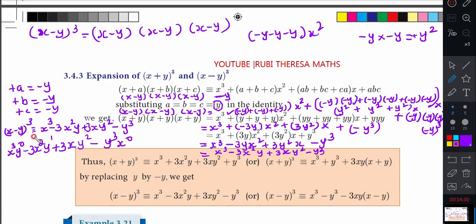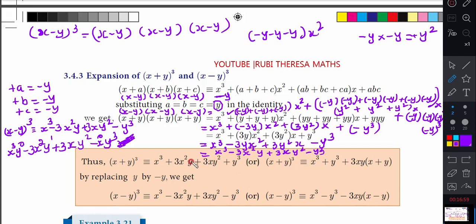You see the exponents of x and y. X, in which order? Descending order: x cube, x squared, x to the power of 1, x to the power of 0. Y, what? The power is increasing, ascending order: y to the power of 0, y to the power of 1, y squared, y cube. Understand? If you want to write the x here also, you can write. Instead of writing here, you can write like this. Do you follow? Just alternate. Like this also you can write.